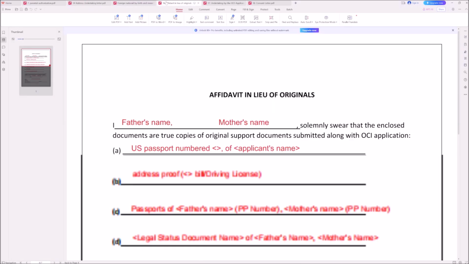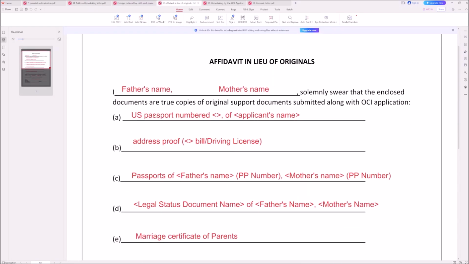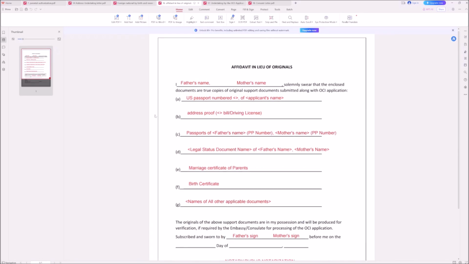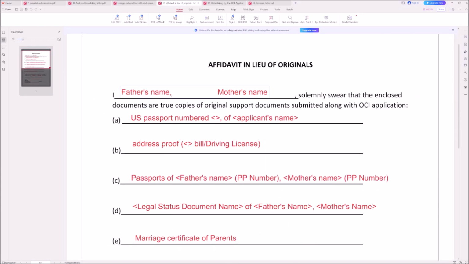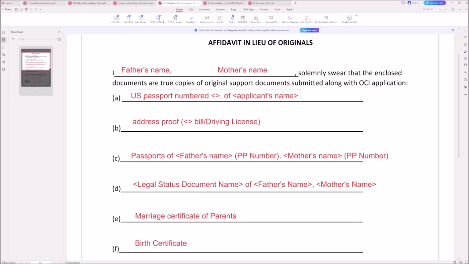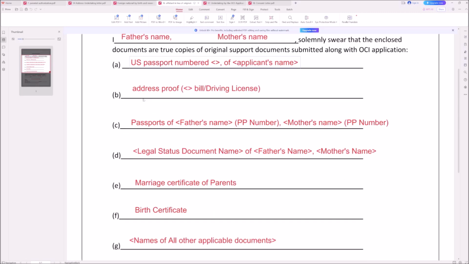So that document is basically this. Now you need to make sure that whatever photocopies you are providing, you name those documents over here and provide the document number and to whom that document belongs. So you basically need to write that, and the document starts as you need to write father's name, comma, mother's name, and then you need to mention, I have mentioned multiple documents. So if you are providing additional documents as per your case or situation, then you need to mention those additional documents as well.